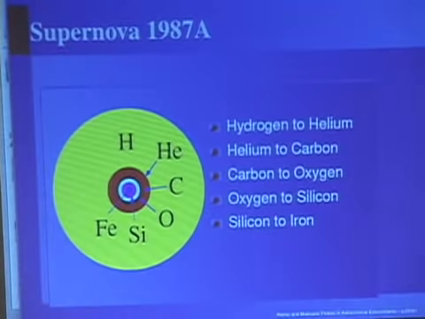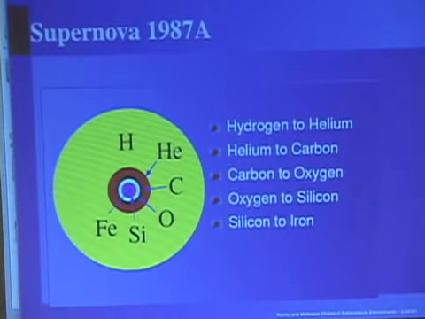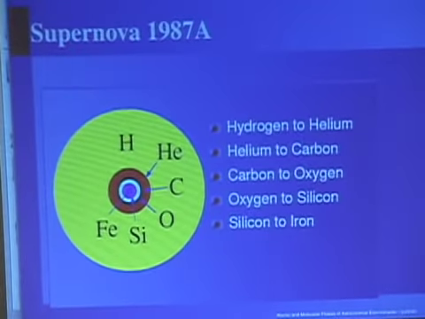The supernova is the death of a massive star. And basically, a massive star at the end of its life looks something like this.